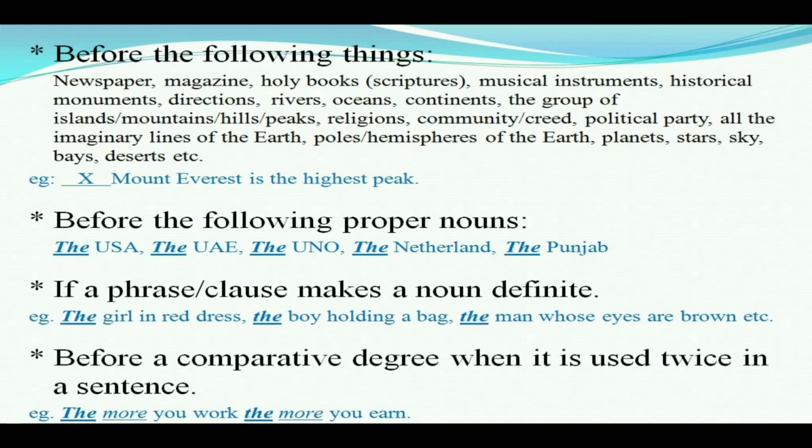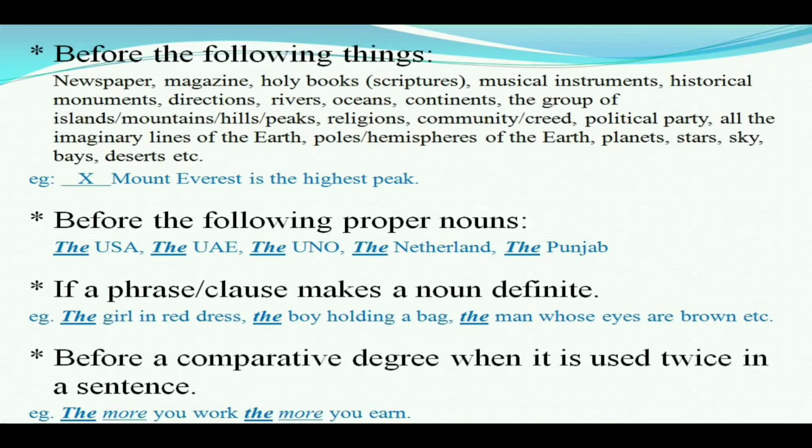But we do not use any article before the name of any particular peak, mountain or hill. For example, Mount Everest is the highest peak. Here, Mount Everest is the name of a particular peak, so we cannot use any article before Mount Everest. But we can use the before the Himalayas, the Aravalli Hills.